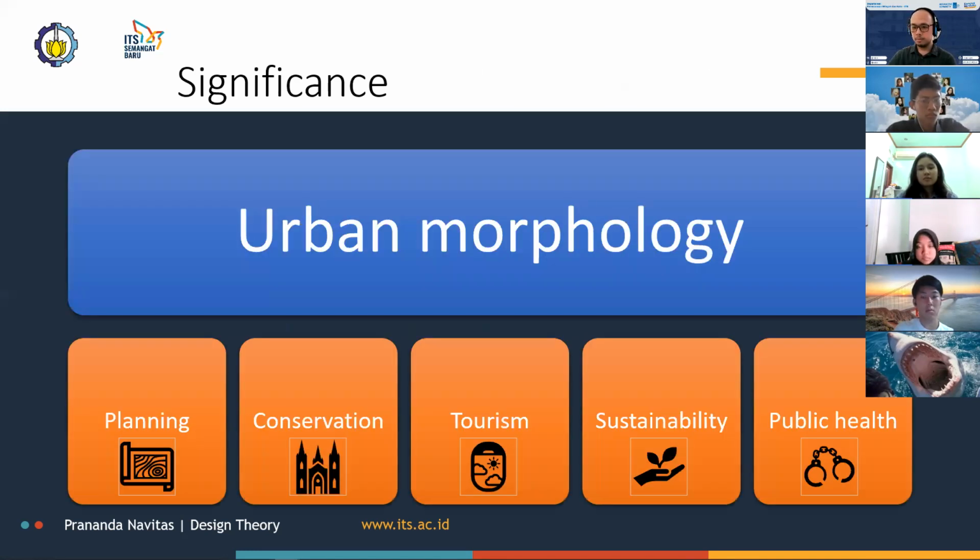Right. So that is basically what urban morphology is about. It is about making sense of the world around us, whether it be in relation to or in the context of spatial planning, or whether it be for conservation purposes, for tourism purposes, sustainability, and public health. But it is basically getting to know the environment around us, the built environment especially.